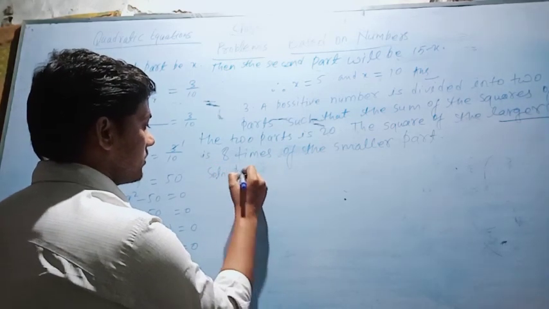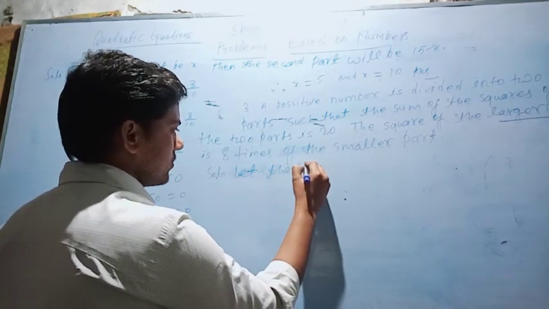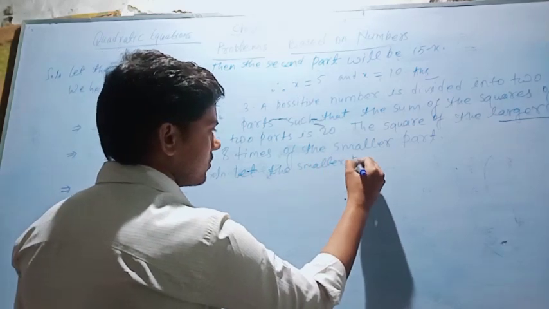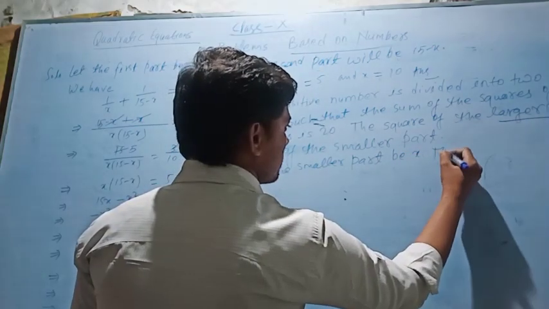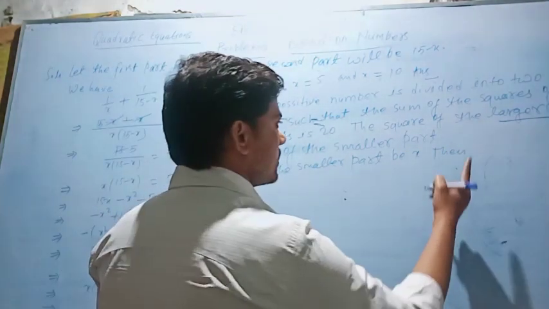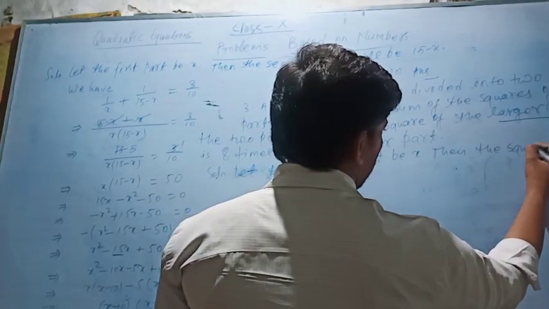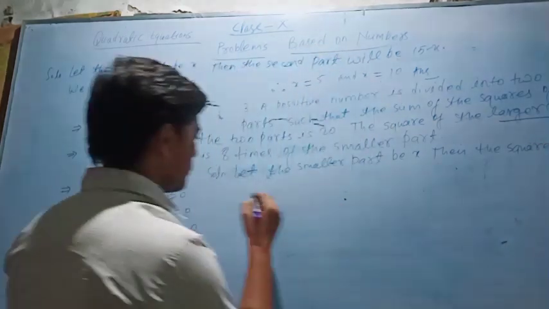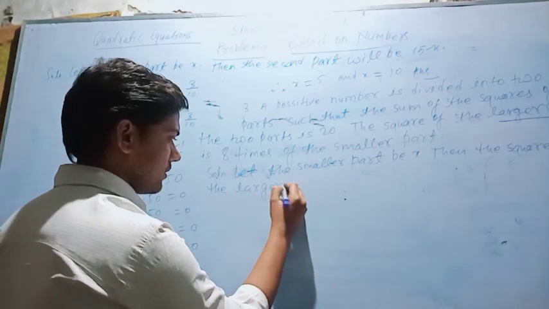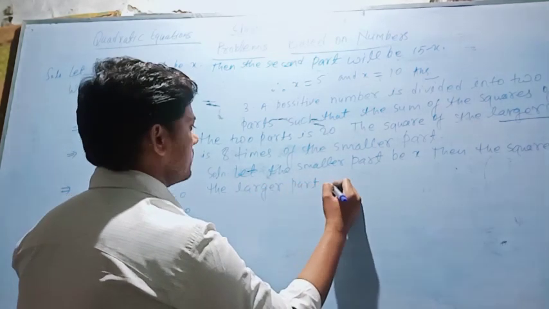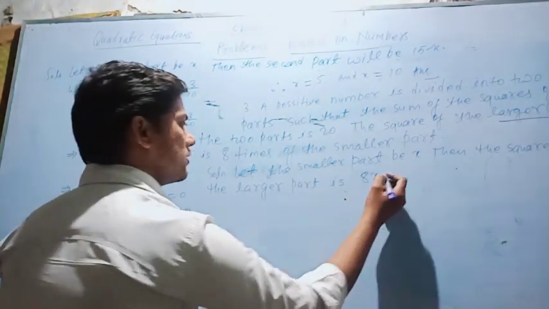Solution. Let the smaller part be x, then the square of the larger part is 8 times the smaller part, 8x.